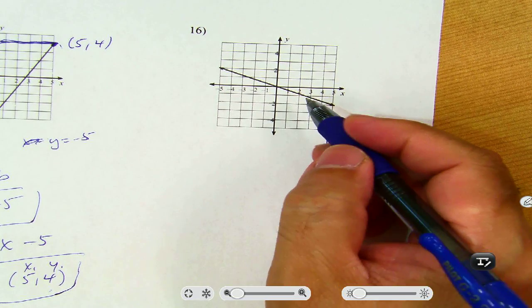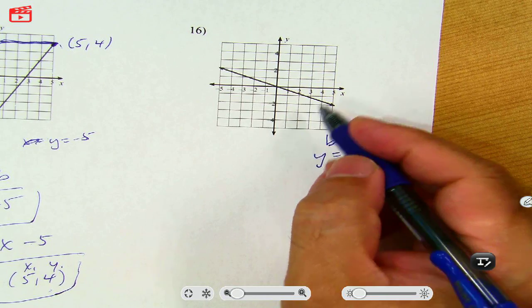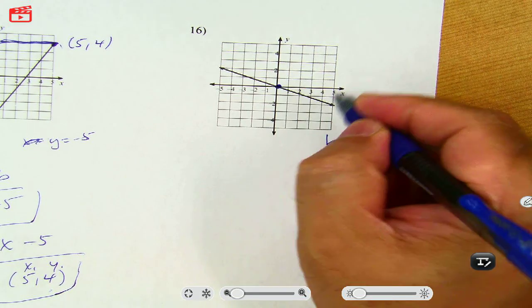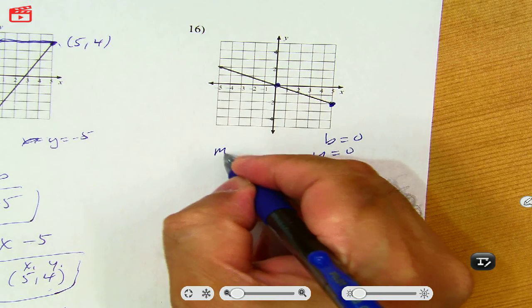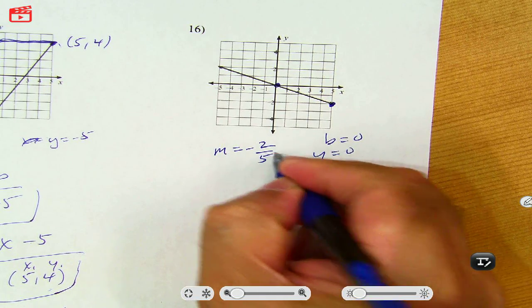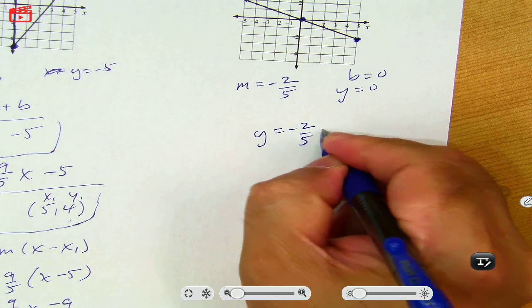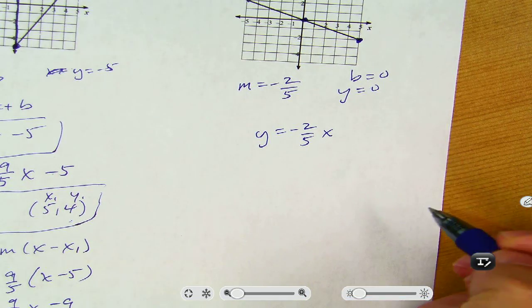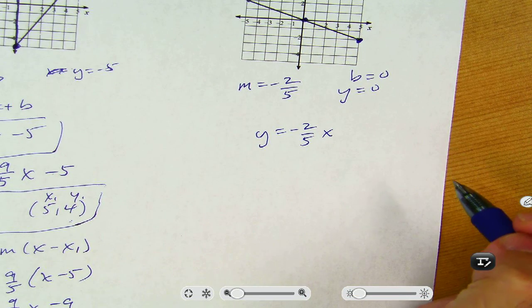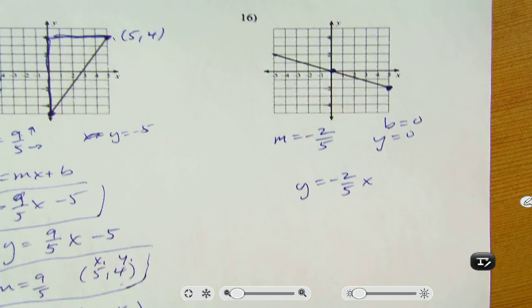What's the slope? For the lattice point for this one, it looks like you have the origin and you have this point over here. So that's down 2 over 5. So my slope is -2/5. So y equals -2/5 x. The y-intercept is 0, so it's plus 0, but I'm not going to write the plus 0. And that's the answer. That's number 15 and 16.